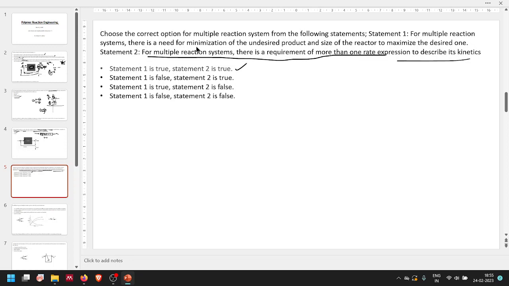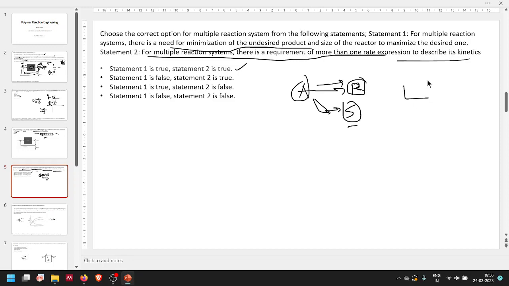For multiple reaction systems, there is a need for minimization of the undesired product and size of reactor to maximize the desired one. Now, there are two parts to this statement. First is the need for minimization of the undesired product. When we have a reactant which is getting consumed to form a product which is the desired one and the undesired one, it is always favorable to have a higher conversion rate for the desired product, so that more of the reactant follows this reaction route rather than giving this undesired one. So minimization of the undesired product is always favorable. So this part of the statement is true. Next, we have size of the reactor to maximize the desired mix.